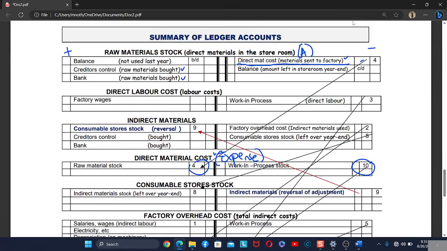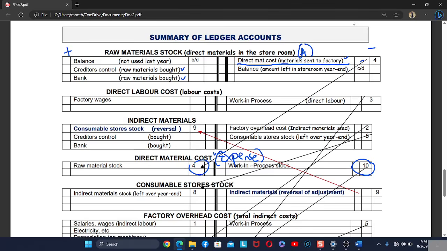Now, before we go to the direct labor, we are still in the raw material stock. We have the balance carried down. Actually, this is an amount left in the storeroom at the end of the year. The raw material left in the storeroom at the end of the year. Okay.